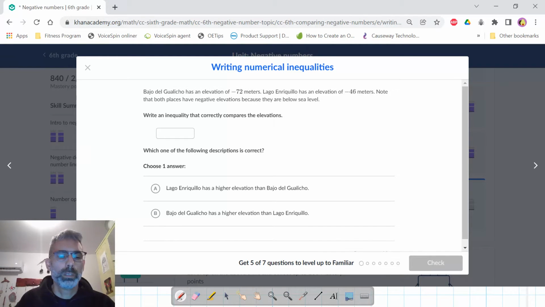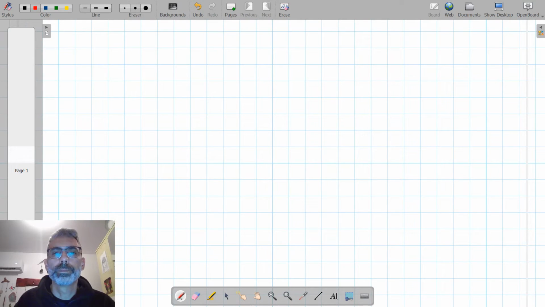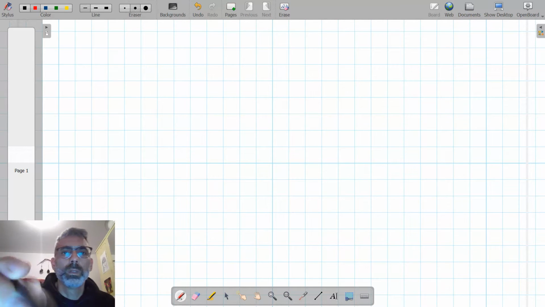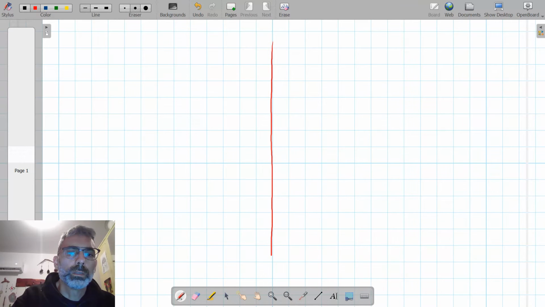Okay, so let's draw a vertical number line. Let's say that here is sea level, 0 is the sea level.